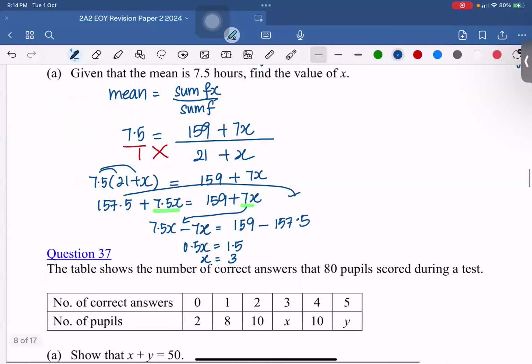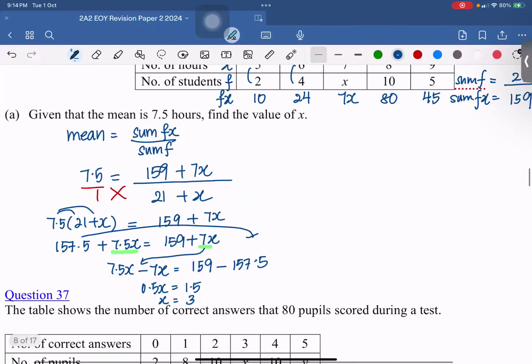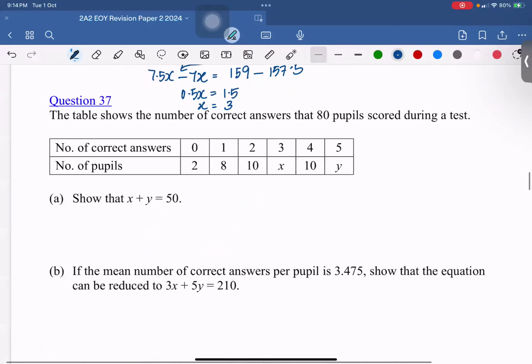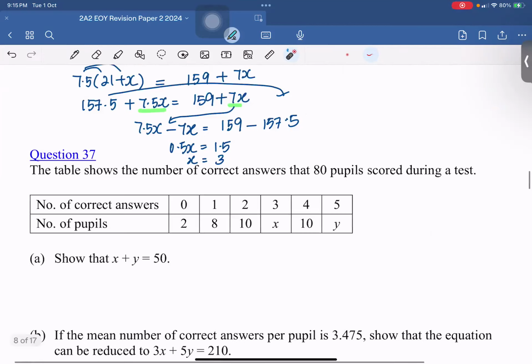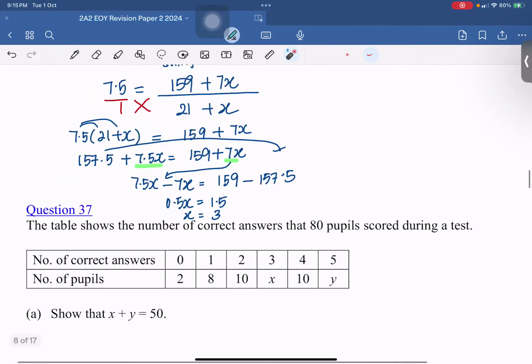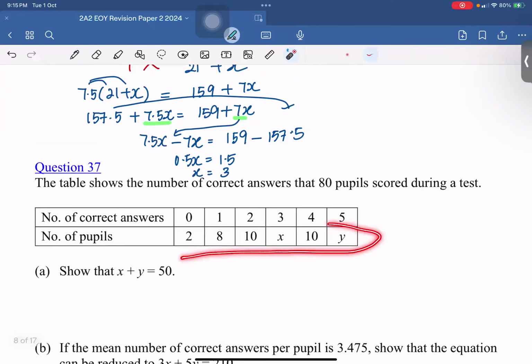Next one, question number 37. Now I want to have a simultaneous equation. Why is it called a simultaneous equation? Because here got two unknowns, here also got two unknowns. So in this case, what do I need to do? How do I show that x plus y equals 50? This one actually comes from the sum f, right? So this is your sum f.